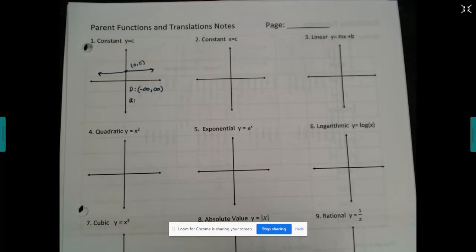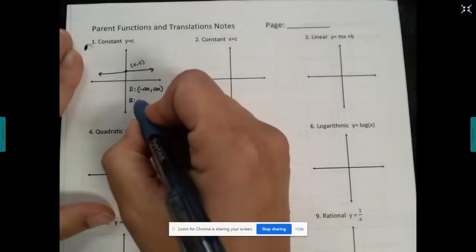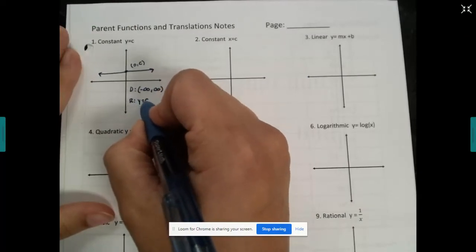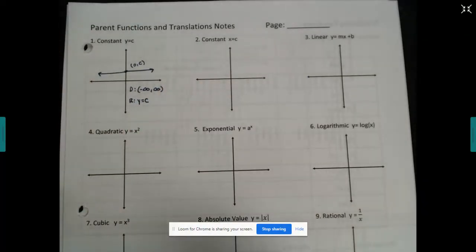But for the range, since it's horizontal, it's just a constant. All of the y values are the same. They're all this c, whatever c happens to be. So for your range for a constant, it's just y equals c. So whatever that number is.